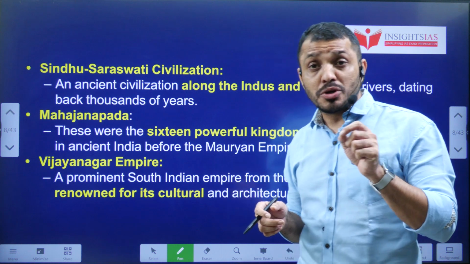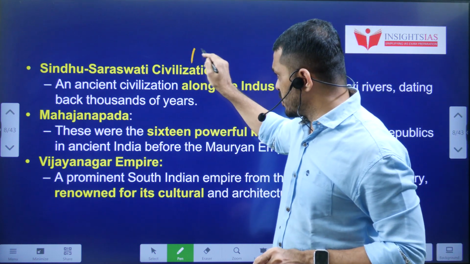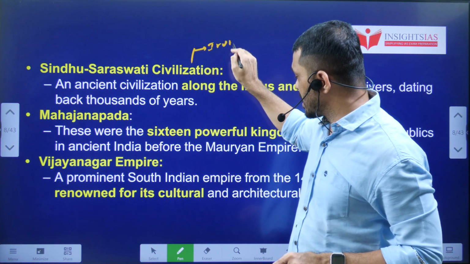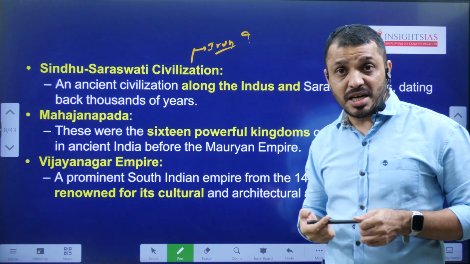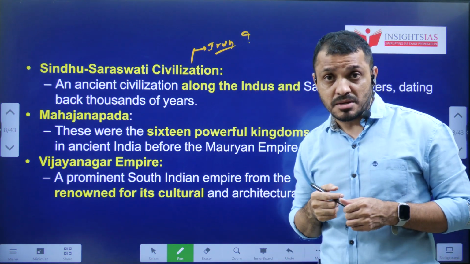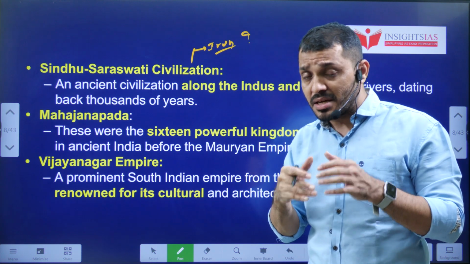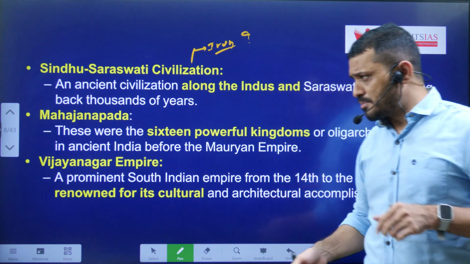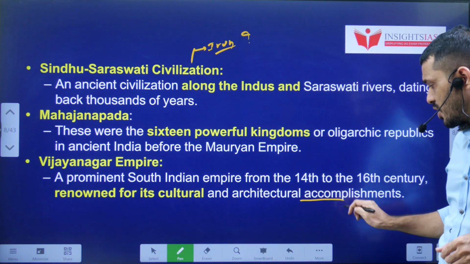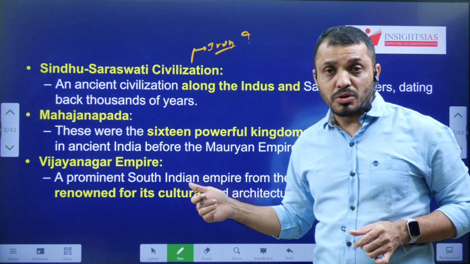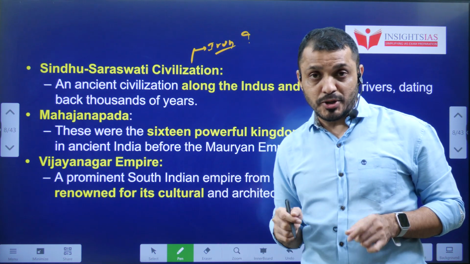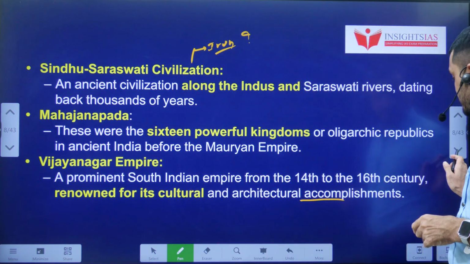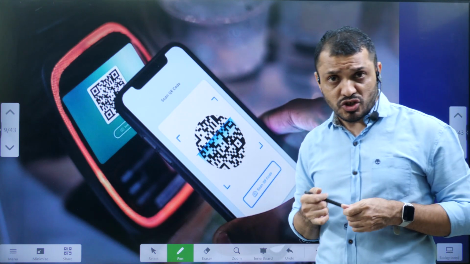Tell me students, during the Indus Valley civilization, do we know the usage of iron or not? Next, the 16 Mahajanapadas, from which the Magadha Empire came into existence. Then the Vijayanagara Empire, very popular for its cultural as well as architectural accomplishments. Their capital Hampi is recognized by UNESCO as a World Heritage Site. That is about the first topic.